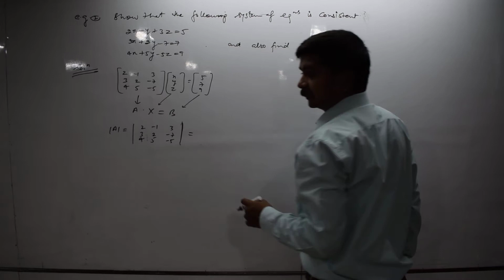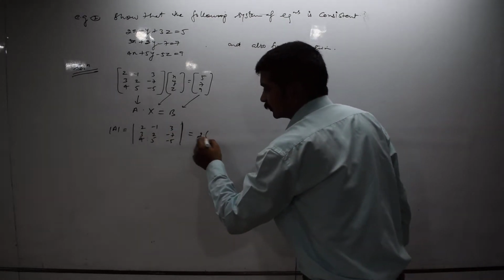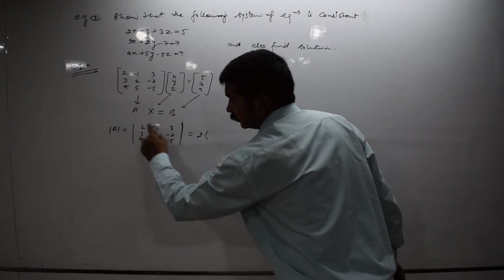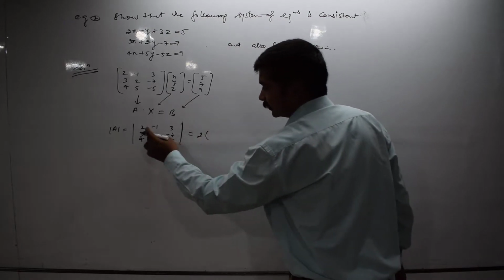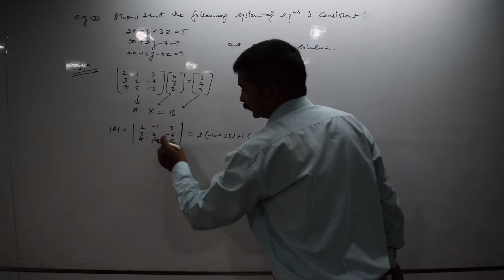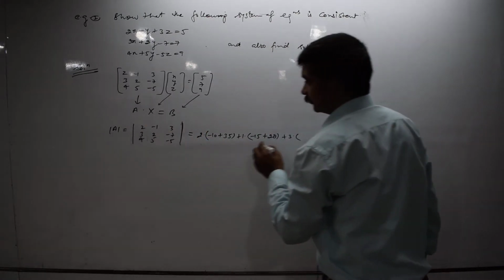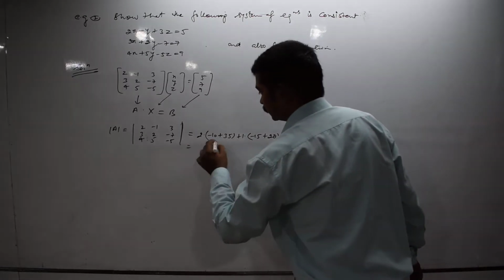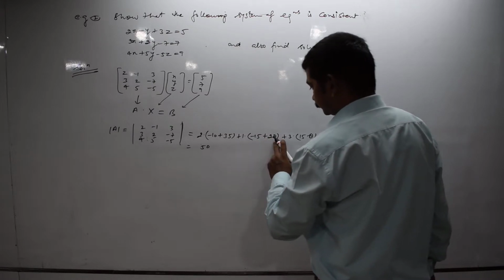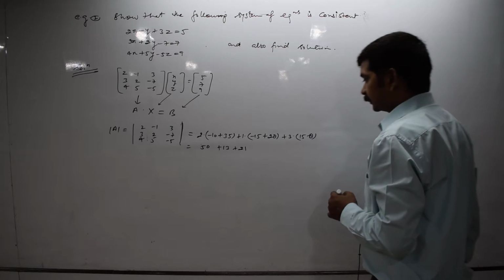To determine the value of this, we expand with respect to any row or column. We expand with respect to R1. For 2, we cancel out the row and column passing through the element 2, so the minor gives minus 10 plus 35. Then for minus 1, we get minus 15 plus 28. Next for 3, this will be 15 minus 8. So we get 25, then 13, and then 7 plus 21.